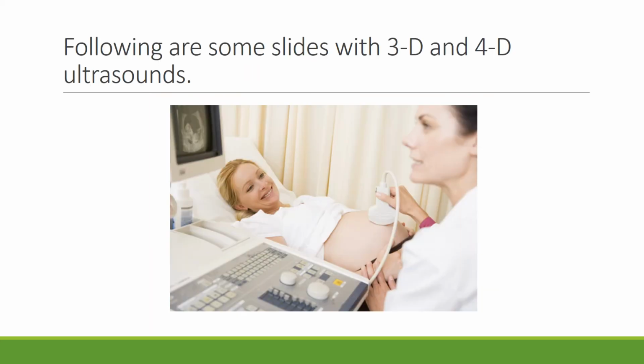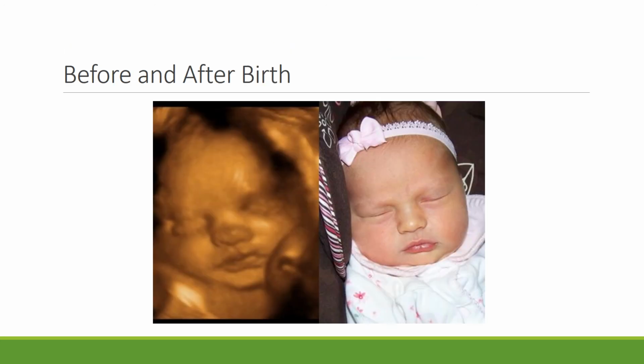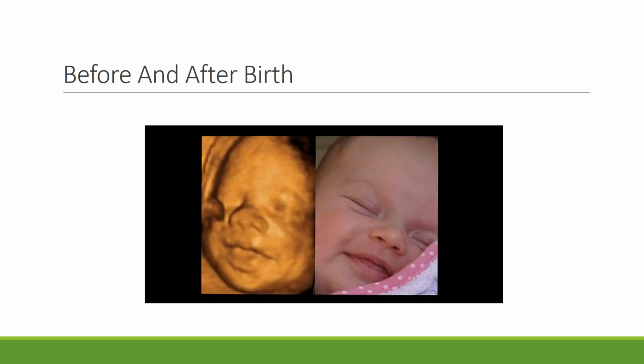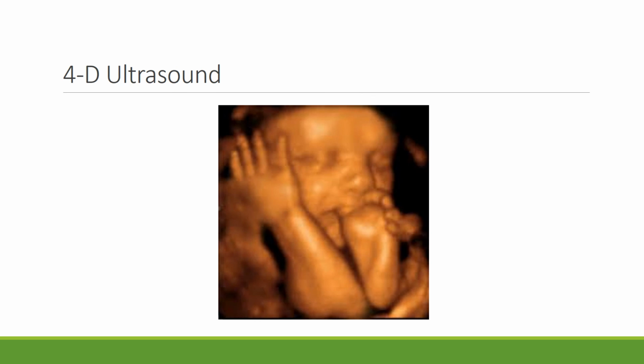Ultrasound is one method of following the progress of fetal development. Following are some slides with 3D and 4D ultrasounds. 3D ultrasounds show still pictures of your baby in 3 dimensions. 4D scans show moving 3D images of the baby, so time is the 4th dimension. This and the next slide show pictures of the baby both before and after birth. Isn't it amazing how similar these pictures are? This 4D ultrasound shows the movement of the baby putting its foot in its mouth.